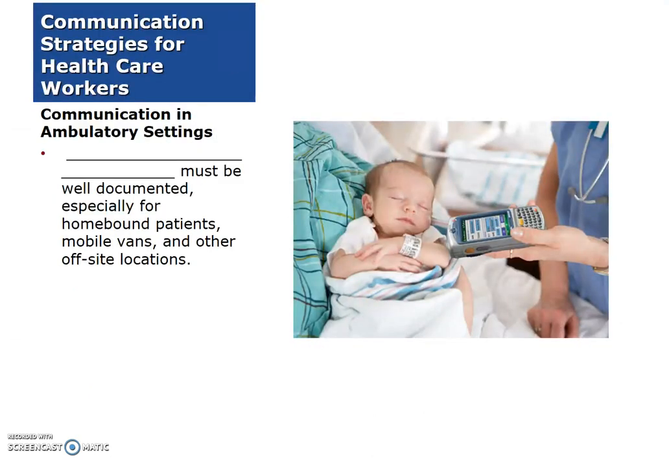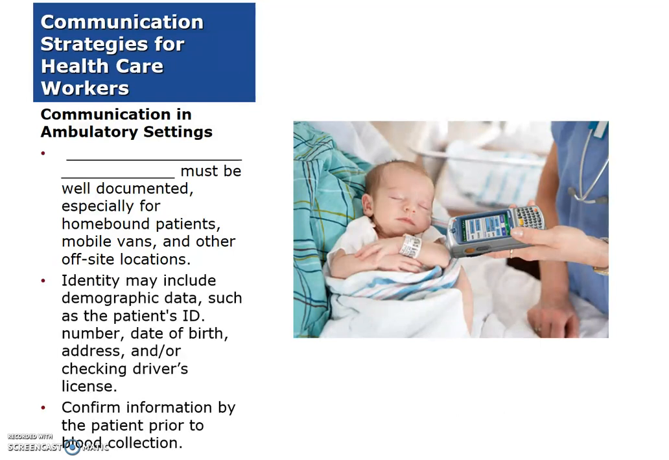Communication in the ambulatory setting. Identification must be well documented, especially for homebound patients, mobile vans, and other off-site locations. Identity can include demographic data such as the patient's ID number, date of birth, address, or checking a driver's license. We're going to confirm information with the patient prior to blood collection.